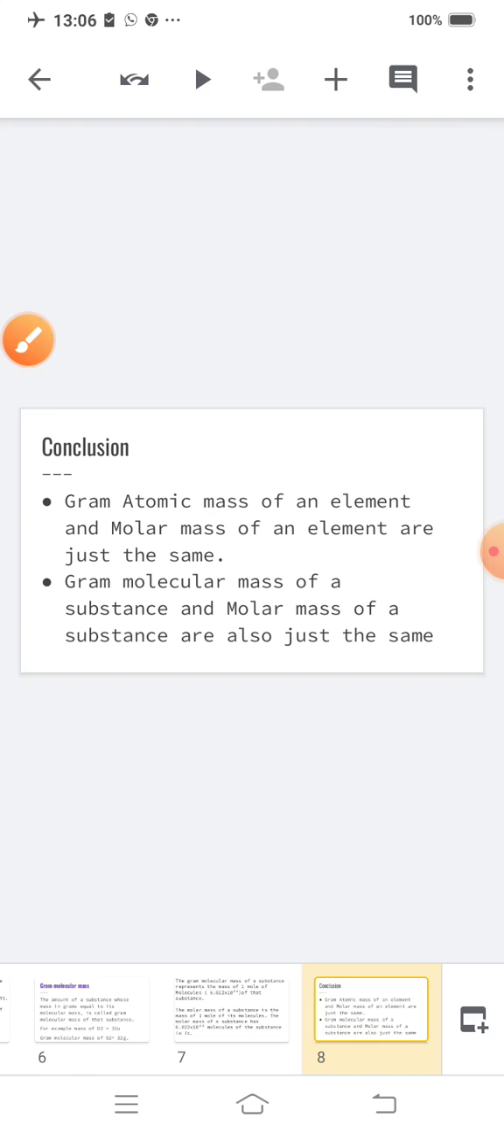So, what conclusion will you get? You will get that gram atomic mass of an element and molar mass of an element are just the same. Molar mass and GAM are also the same. Gram molecular mass is also the same as the molar mass of a substance. There is no difference between molar mass, gram atomic mass and gram molecular mass. Is this clear? Shall we go ahead?